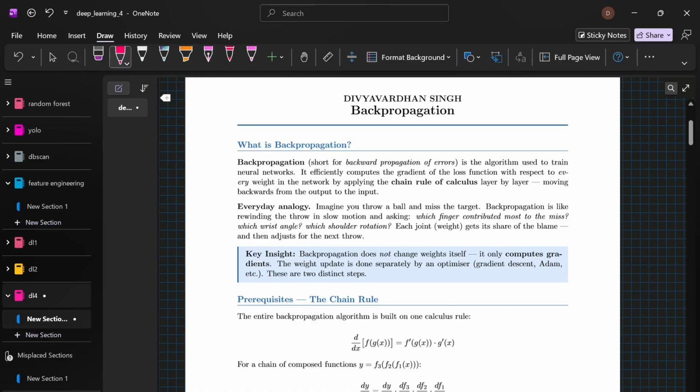So today we are going to talk about one of the most important concepts in deep learning, that is backpropagation. Now I'll tell you this in a very simple way.